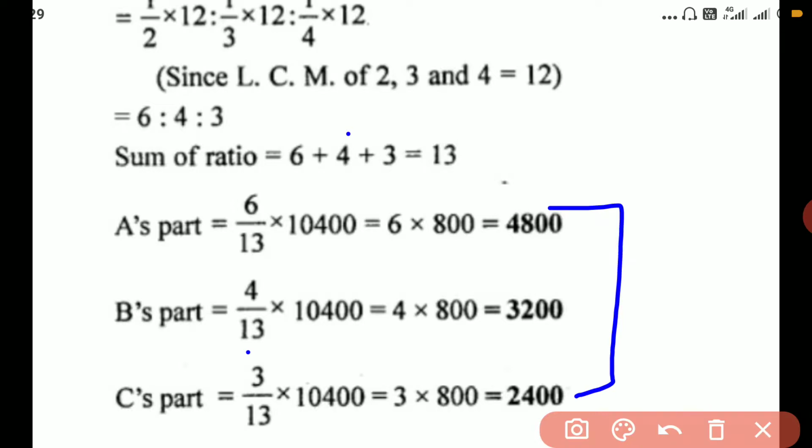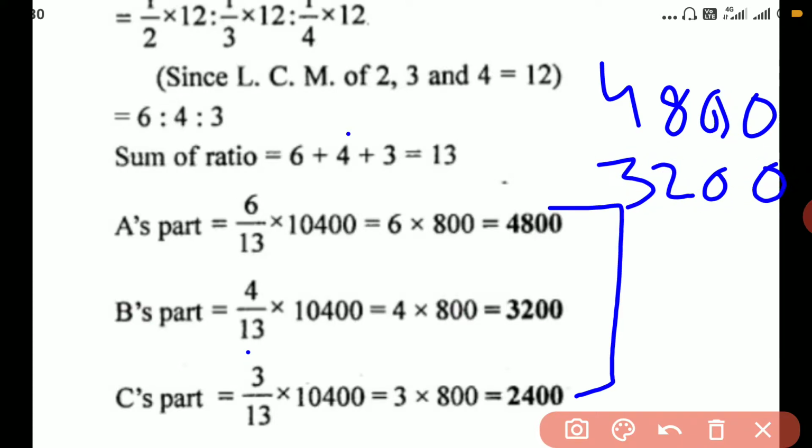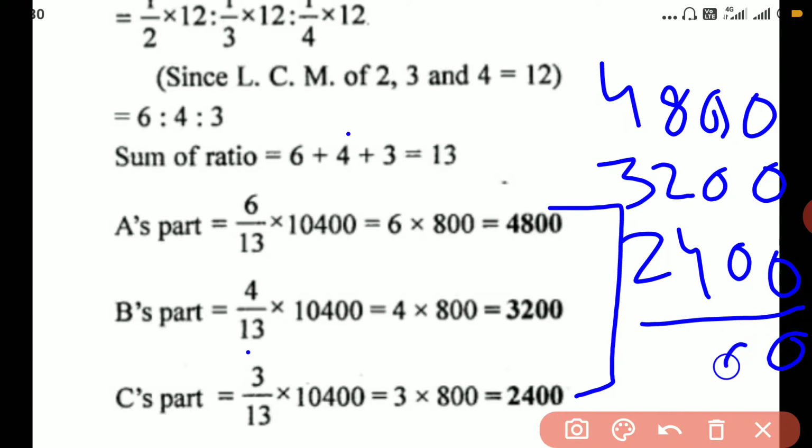Let us check. 4,800 plus 3,200 plus 2,400. If you add all this, it should come up to 10,400. Yes, that means our answer is correct. So this is how you cross check, right?